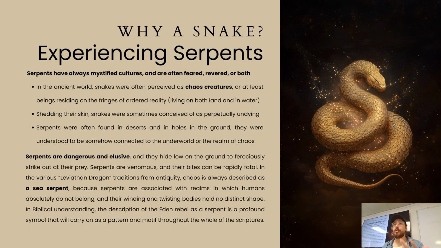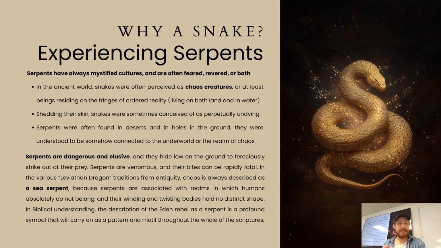This is what snakes do to you. In the various Leviathan dragon traditions, chaos is represented as a sea serpent. So we talked quite a bit about Leviathan already, about the idea of a sea serpent, because serpents are associated with realms in which humans do not belong. Remember, underworld and the sea, this is not where humans go.